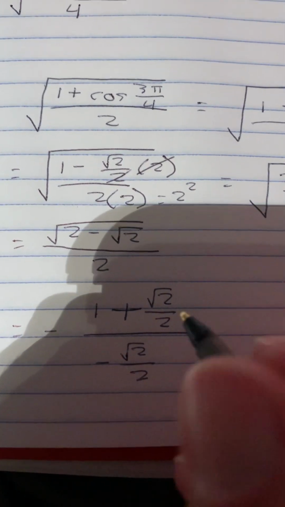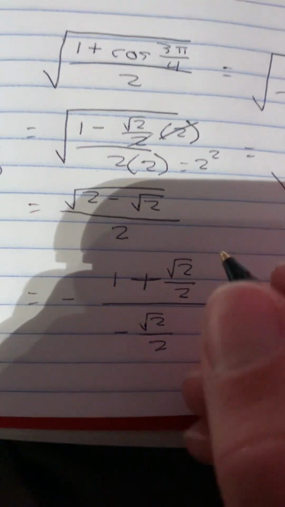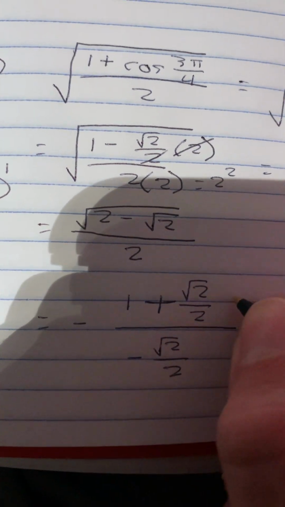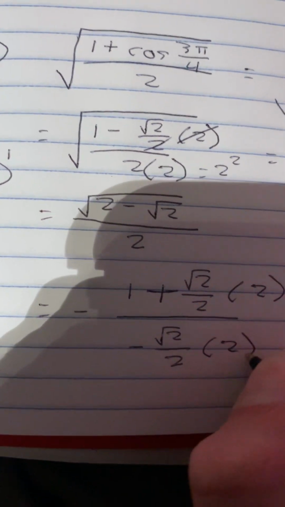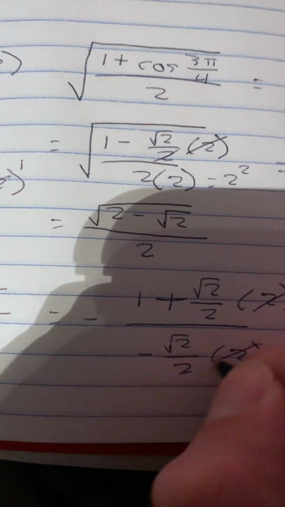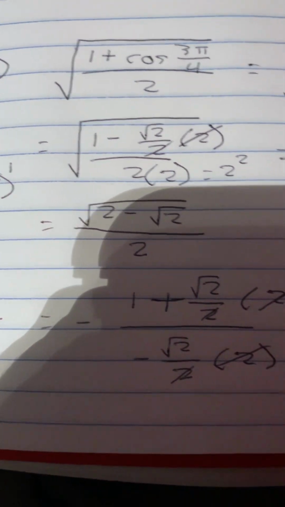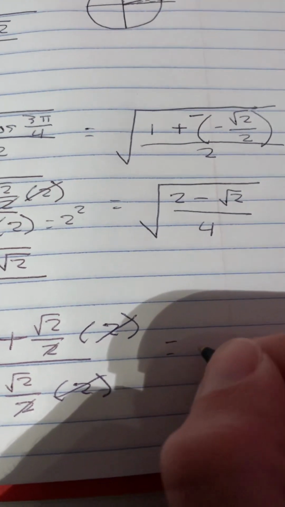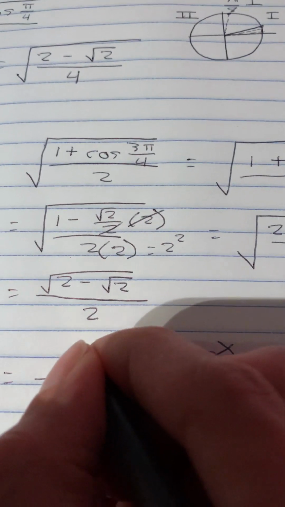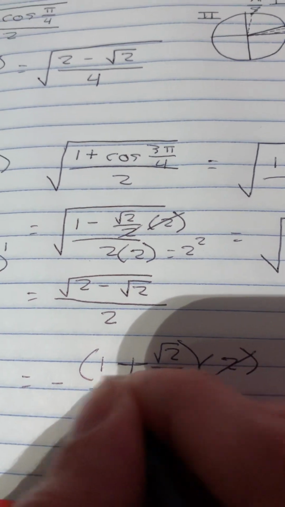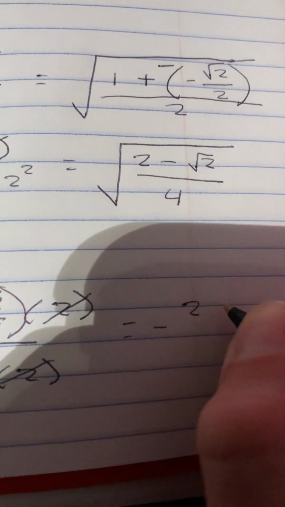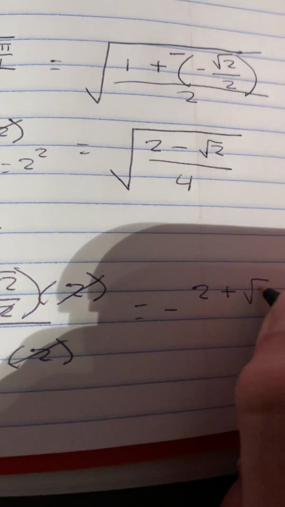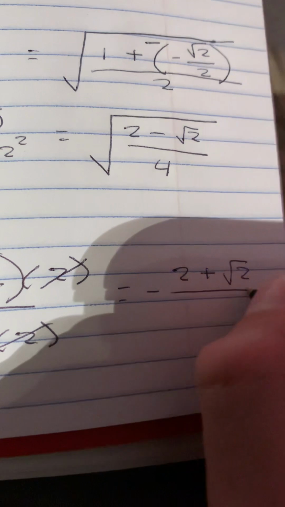And I've got to simplify this because I've got a complex fraction. I can multiply 2 on both top and bottom, right? And I get a negative. And you've got to be careful. This 1 also goes with this 2. I've got negative 2 plus the square root of 2, all over the square root of 2.